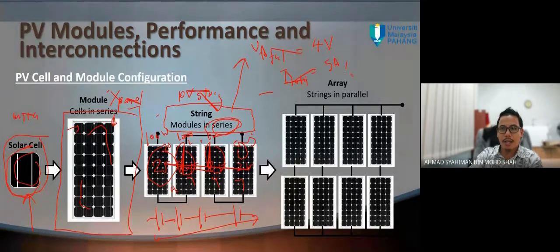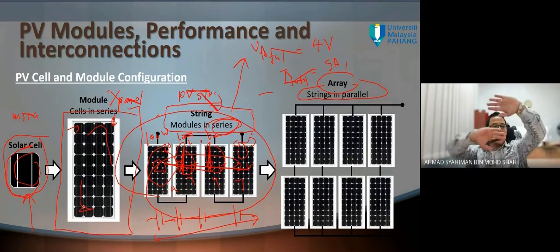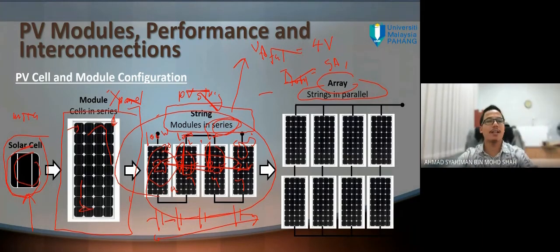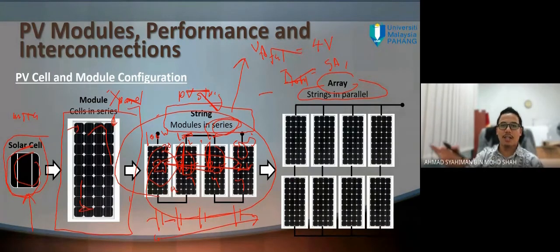Next is the array. Array, what is that? Strings connected in parallel are called a PV array. If you see one row, that is one row, we call it a string: first string, second string, third string, fourth string. But if you see more than one line, we call it an array. Basically, an array is strings in parallel.